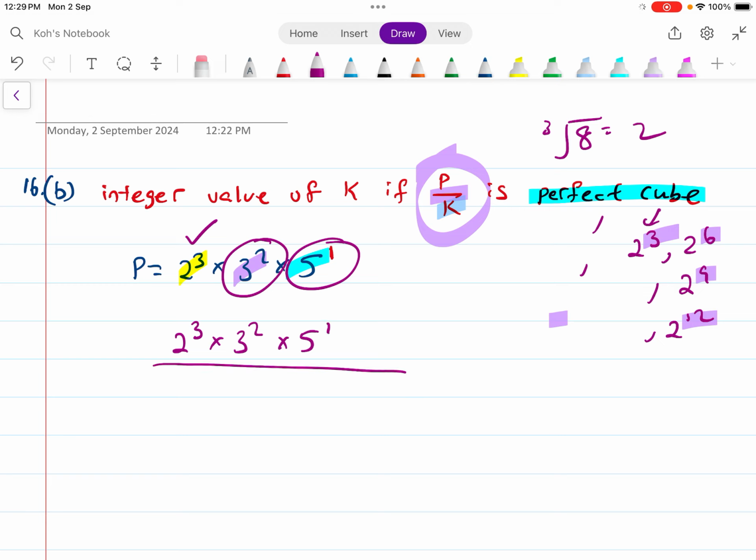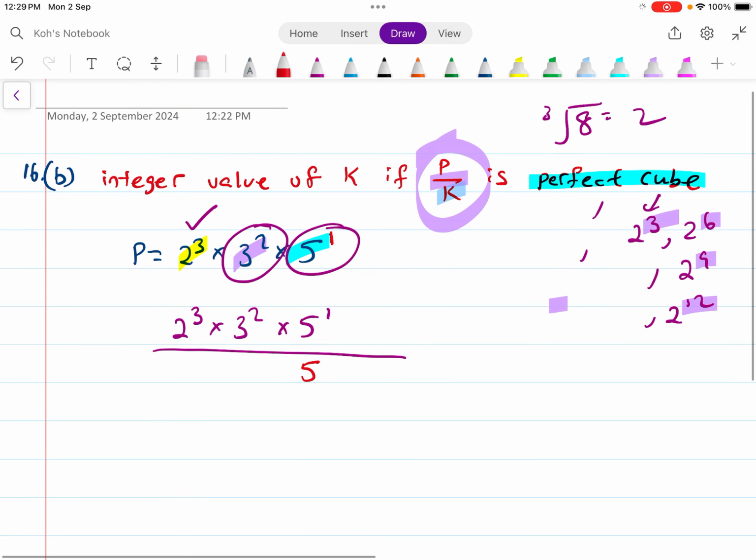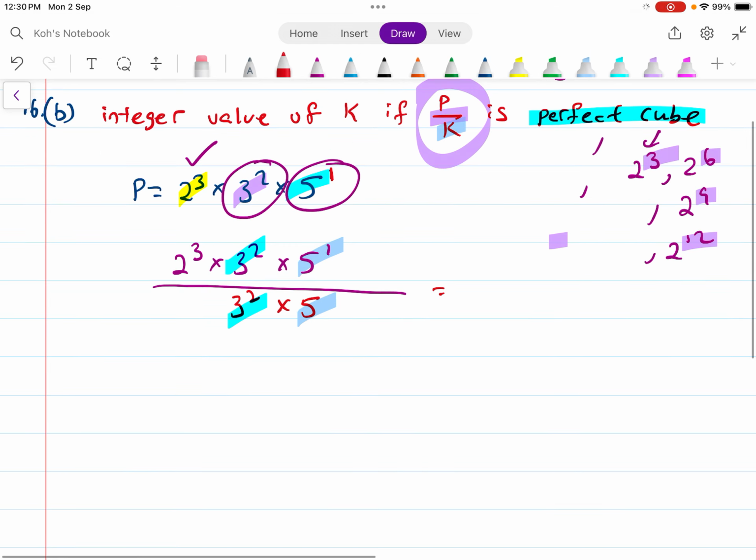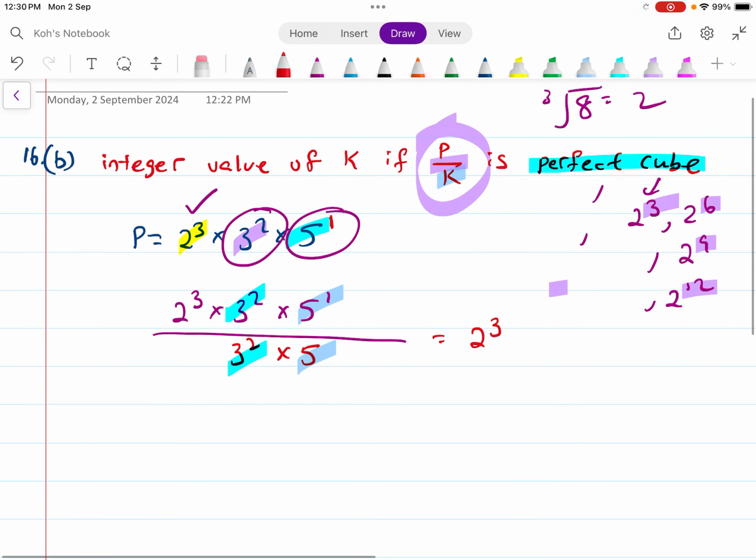You divide by k. And what is my k? My k, I must make sure is 5. I also must make sure it is 3 to the power of 2. In this case, you can actually get rid of 3 to the power of 2, then of course, don't forget 5 to the power of 1. You get rid of them already. The whole thing right here is p over k, so it is equal to 2 to the power of 3. So in this case, you already get a perfect cube.